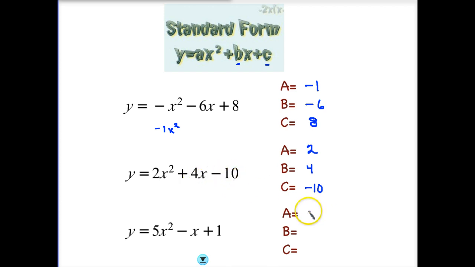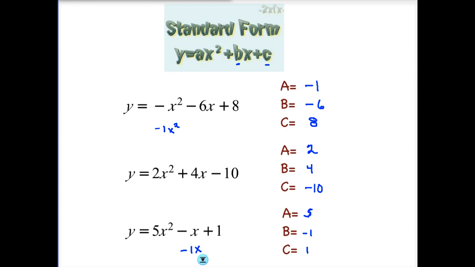Okay, in the last one, our A value is 5. Our B value is going to be, now hopefully you notice since there's nothing in front of the x, we can actually put a 1 in front of the x. We just have to be careful to pull off the sign too. So our B value is going to be negative 1. And our C value is our constant term, which is just 1.